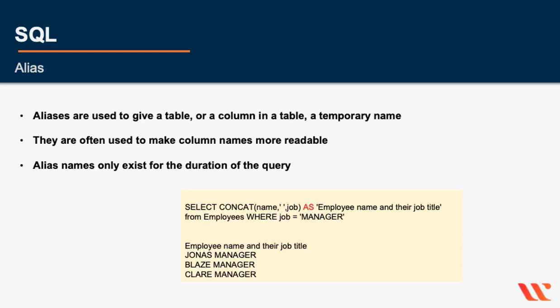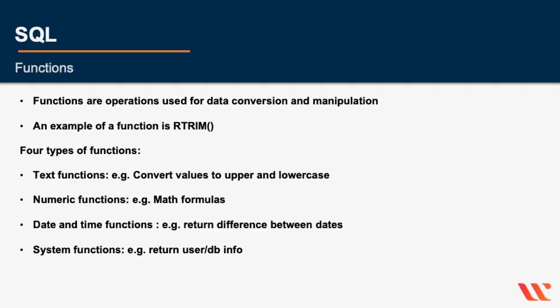This is actually a lot less common. In most cases, you just use one word instead of having an entire phrase. Functions. Functions are operations that are usually performed on data, usually to facilitate conversion or manipulation. An example of a function is the rtrim or the trim that we already saw before.